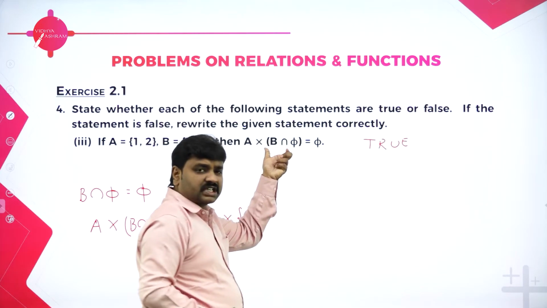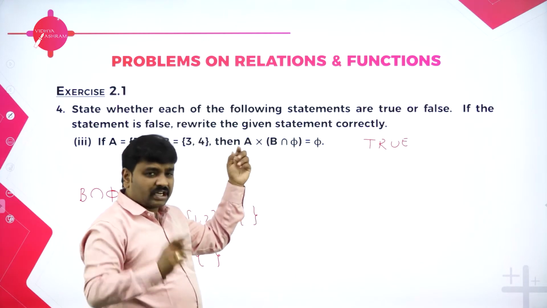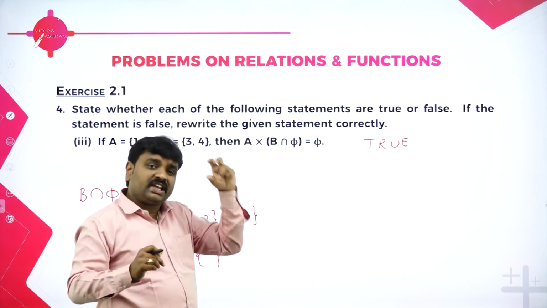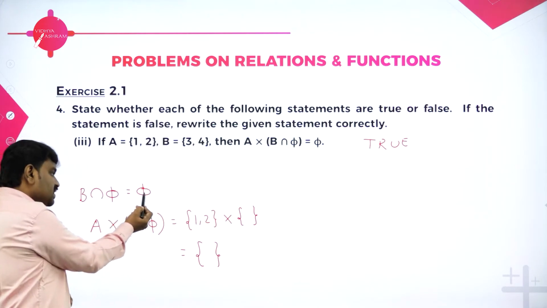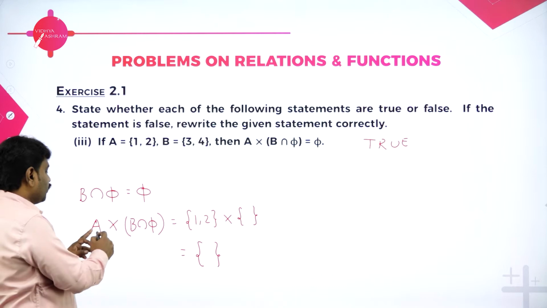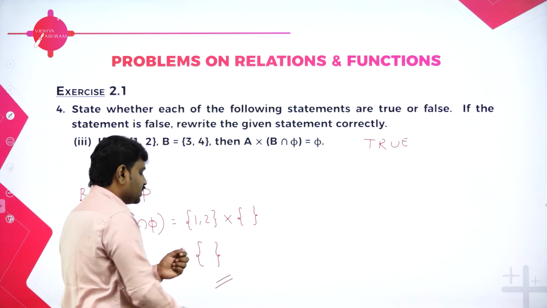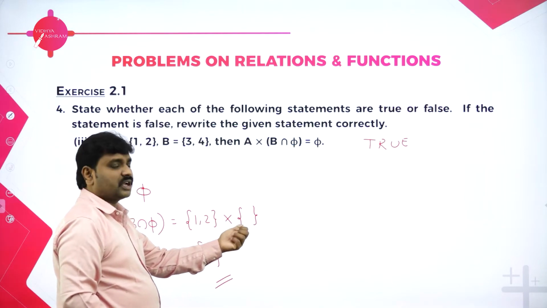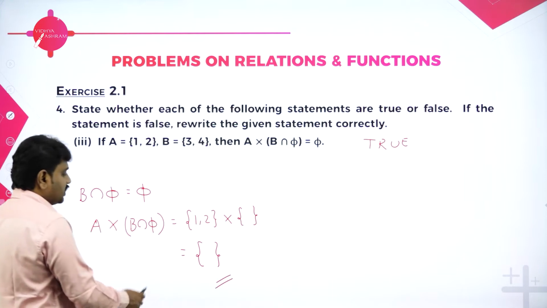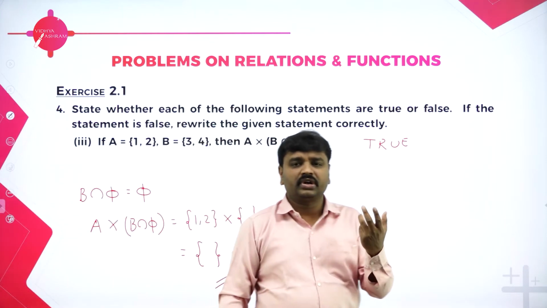Because B intersection psi, intersection means common elements. So in the empty set we do not have any elements. Any set intersection null set is itself. So B intersection null set is null set. Therefore A cross null set is null set. 1 cannot club with any other elements, because here null set means empty set. So this is null set or psi. That's why it is true. When it is true, no need to rewrite.